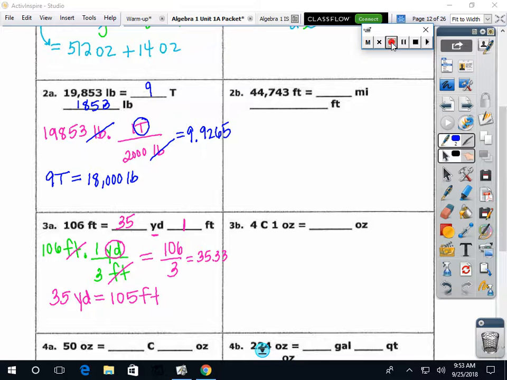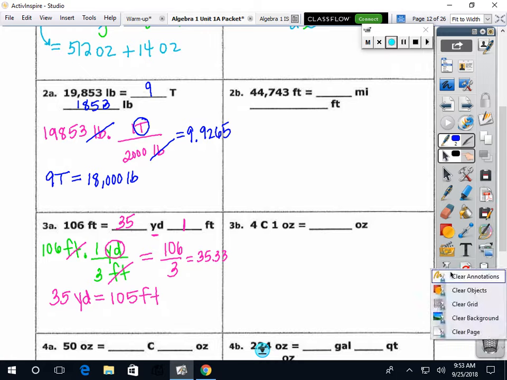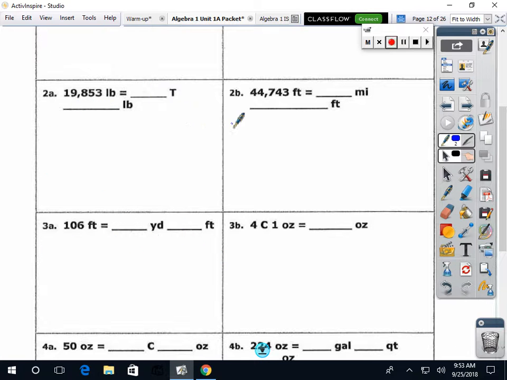Not yet? All right, 44,743 feet. And they want that converted into miles. So feet's in the top, so I put it in the bottom. And I know that there's 5,280 feet in a mile. So I'm done with the conversion chain because I've made it to miles. I cancel out feet over feet. And then that times 1 would just stay 44,743. And I divide it by 5280.